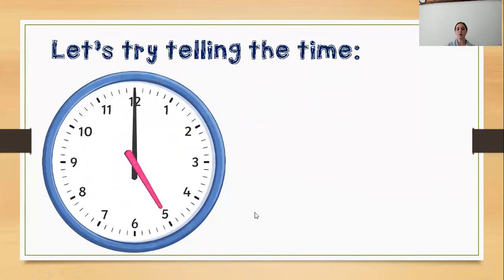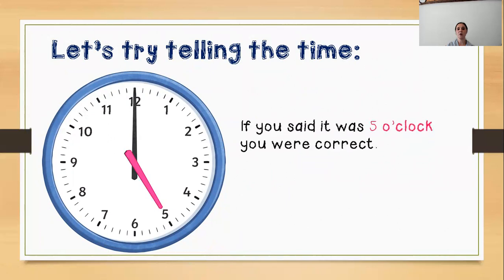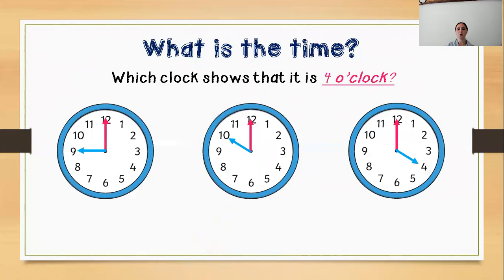So let's look at what this clock looks like. Remember, minute hand on the 12 means o'clock. And we look and see, okay, where is my hour hand? My hour hand is sitting on the 5. That must mean it is 5 o'clock. So if you said 5 o'clock, then you were very, very right. Let's give it another bash.